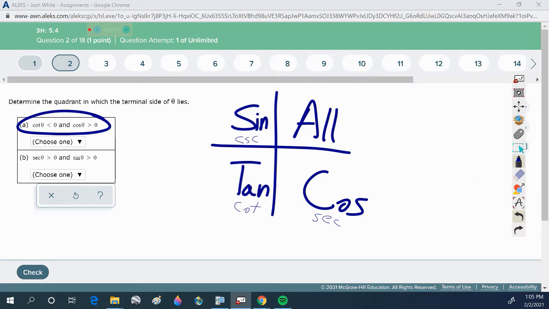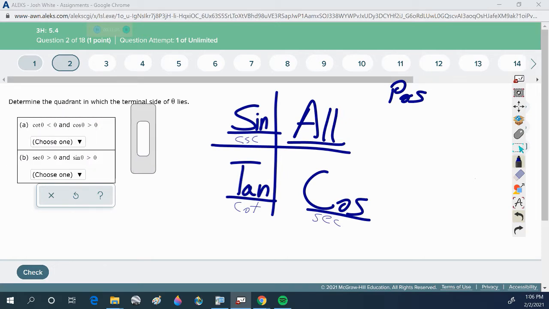So this is the list of positives. So everything's positive, the sine's positive, the tangent's positive, and the cosine's positive. So which quadrant has a negative cotangent and a positive cosine? Would have to be 4. Okay? B, which one has a positive secant and a positive sine? Secant matches up with which one? Cosine. So is there one where both the sine and the cosine are positive? Quadrant 1. That would be it.